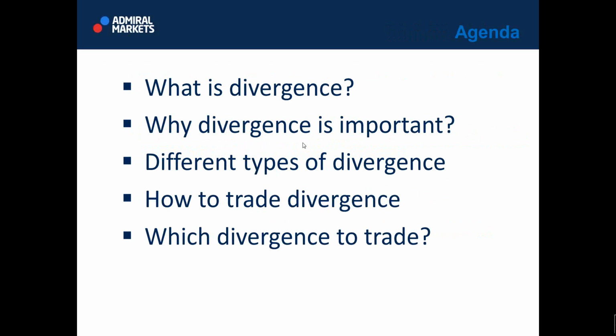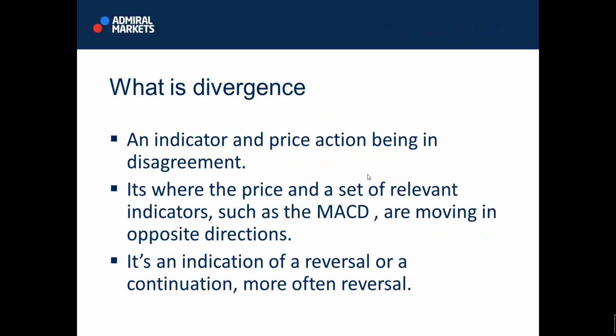So what is divergence? Why is divergence important? Different types of divergence, how to trade it, and which divergence to trade. So what is divergence? Divergence is when an indicator and price action are in disagreement. Let's say, for example, that the price is making higher highs, or just one higher high, while at the same time the oscillator, which can be MACD, CCI, stochastic, is making a lower low. So basically that is when an indicator and price action are in disagreement.